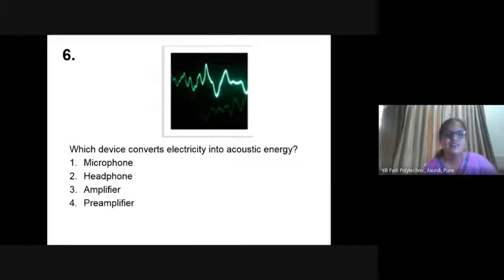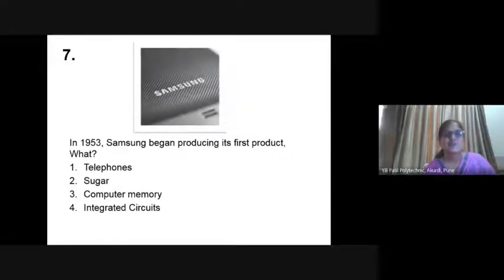Sixth question. Which device converts electricity into acoustic energy? First, microphone. Second, headphone. Third, amplifier. Fourth, preamplifier.